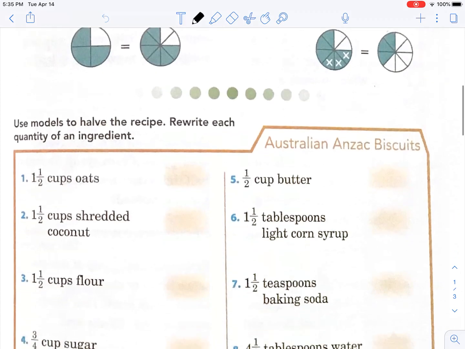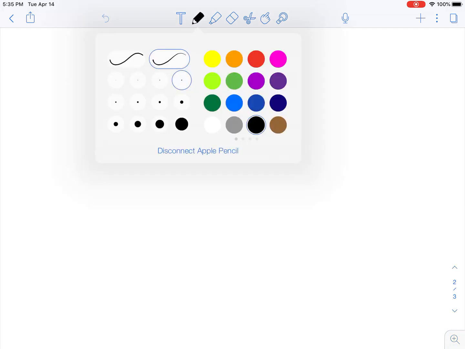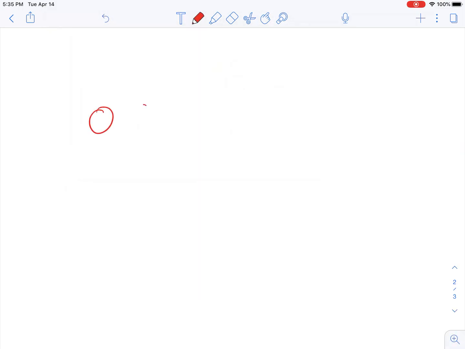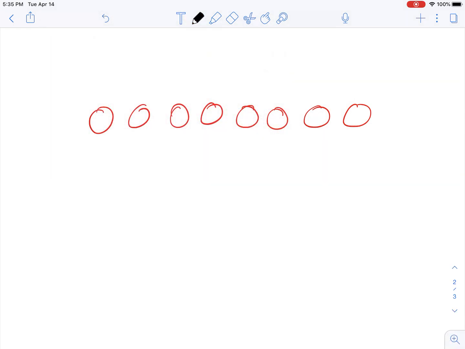Before we jump into our page, I actually want to do a little example for you. Imagine we had 8 apples. Here's my 8 apples: 1, 2, 3, 4, 5, 6, 7, 8. And I had 2 cups of flour. I'll just draw them. Here's my 1 cup and my 2 cups of flour.